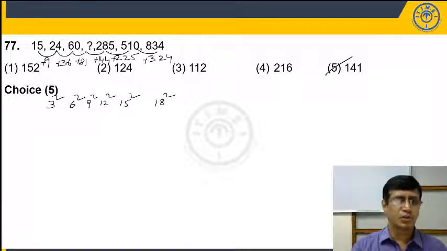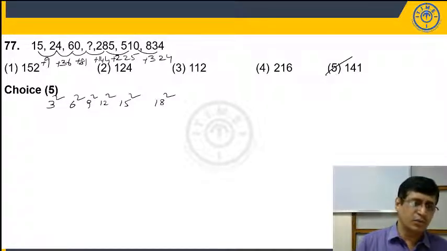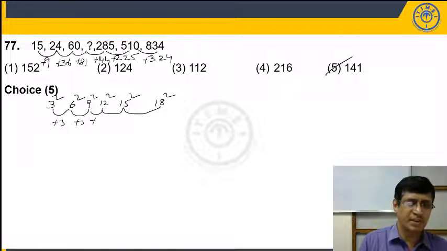So 3 square, 6 square, 9 square, 12 square, 15 square. Here the values are increasing. These values are increasing by how much? 3. So plus 3, plus 3, plus 3 and so on.